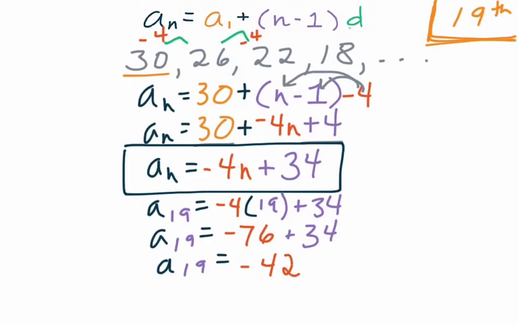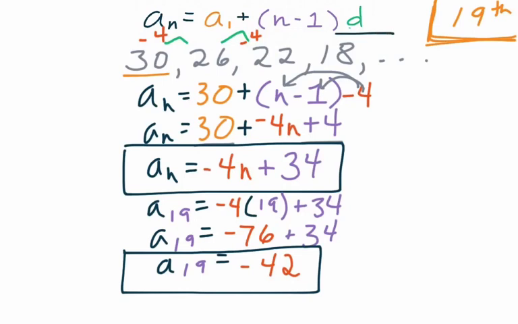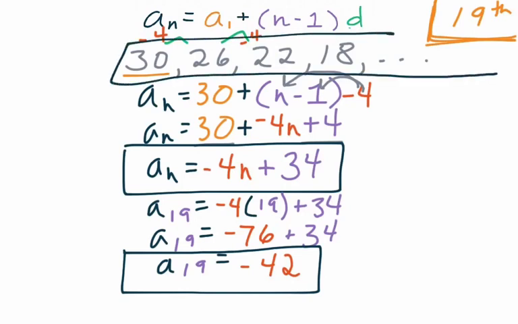And that is going to be the answer right there to your 19th term. The 19th term would be negative 42. If we continued this sequence and got all the way down to the 19th term, negative 42.